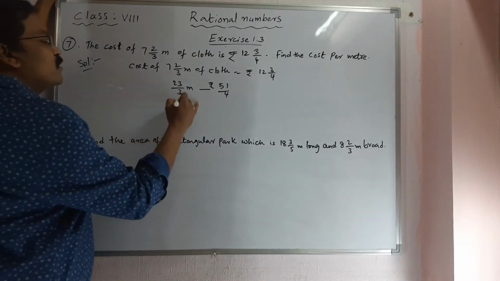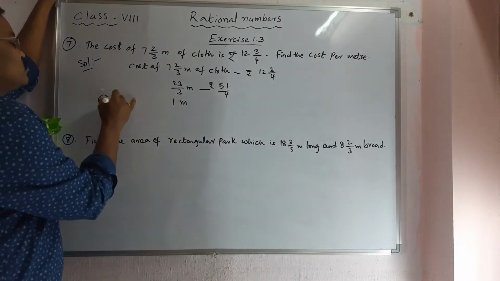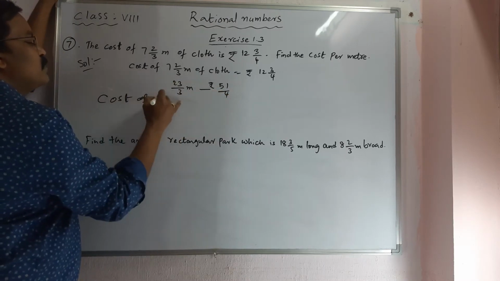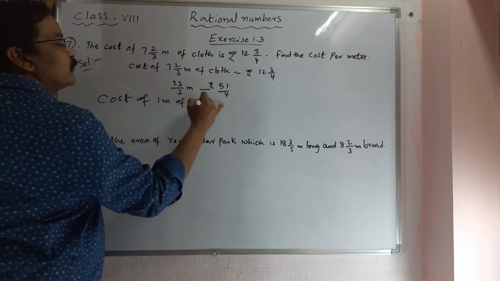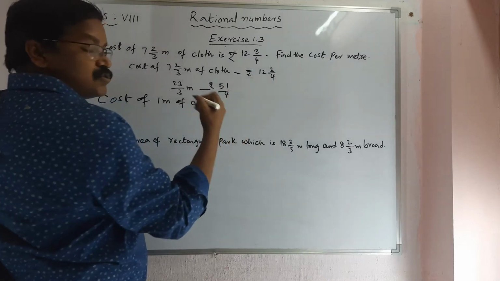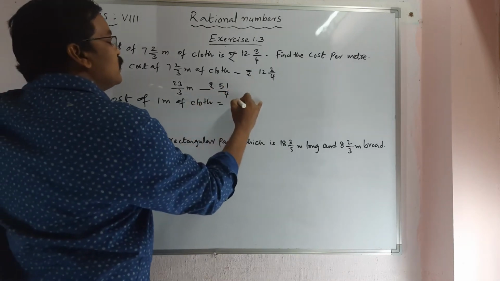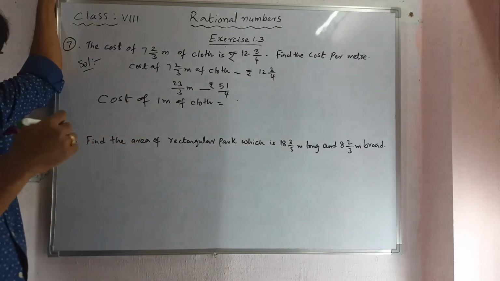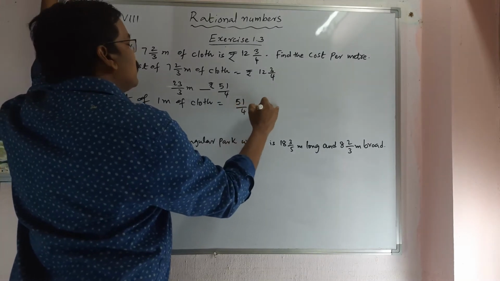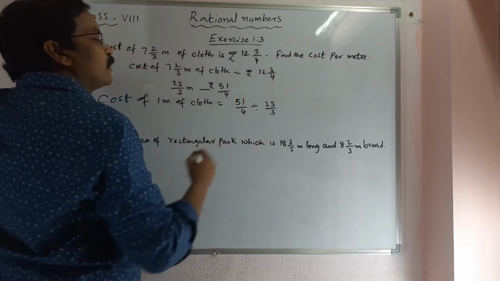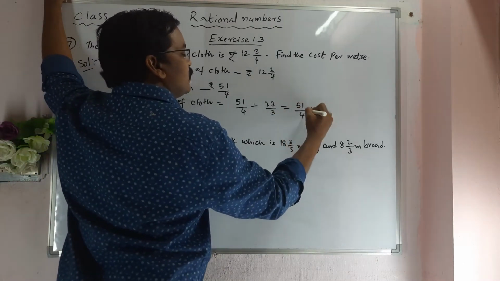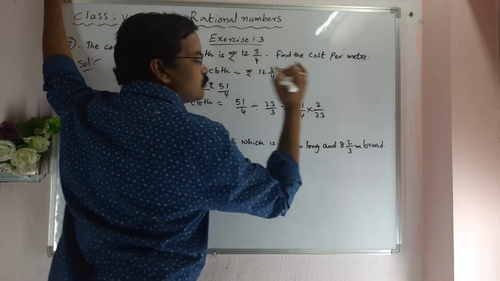Right. Now I want the cost of 1 meter of cloth. That means here what we have to do: this 23/3 meters cost is 51/4. That means for 1 meter of cloth, this 51/4 should be divided by 23/3. So this is equal to, as I told you, the second fraction will be the reciprocal, no? 3/23.